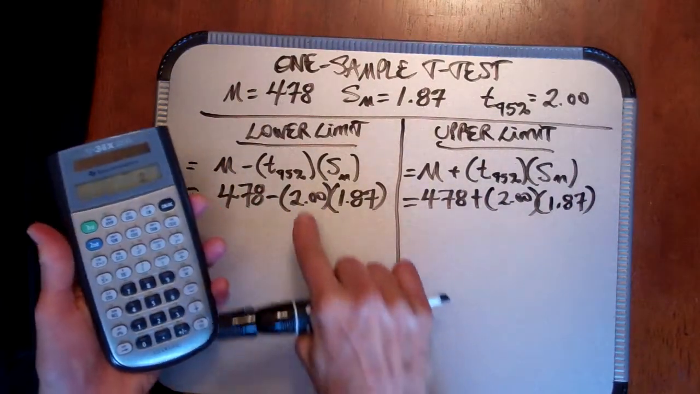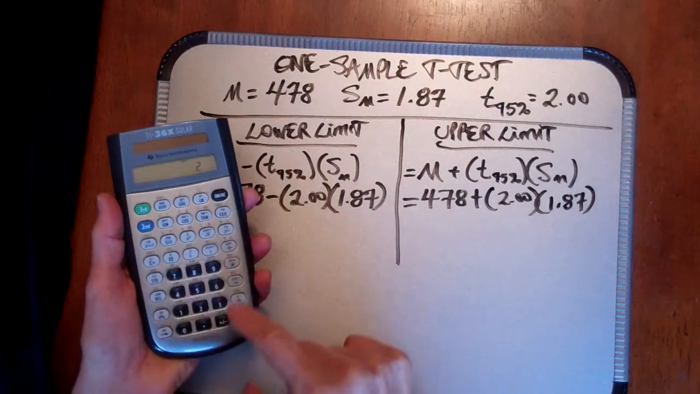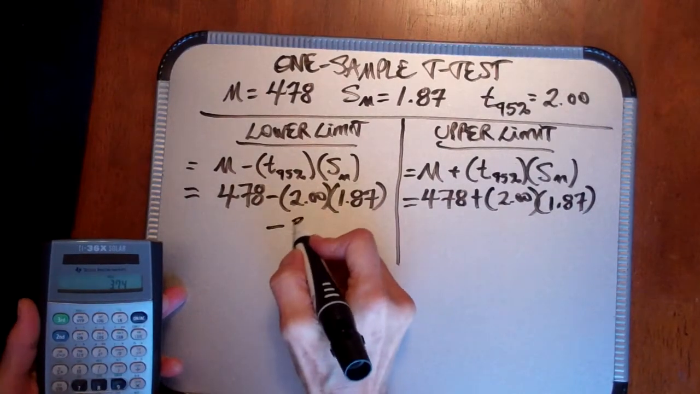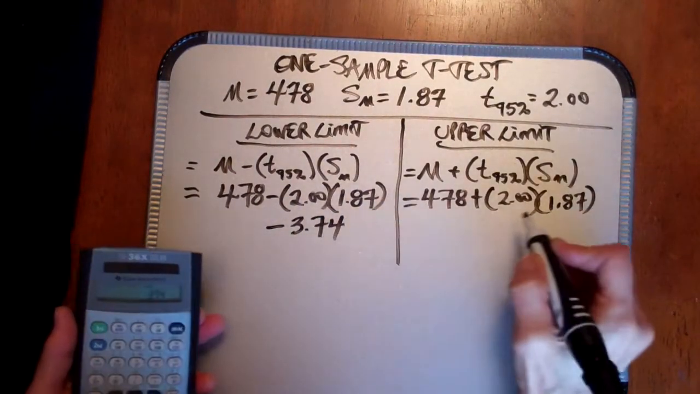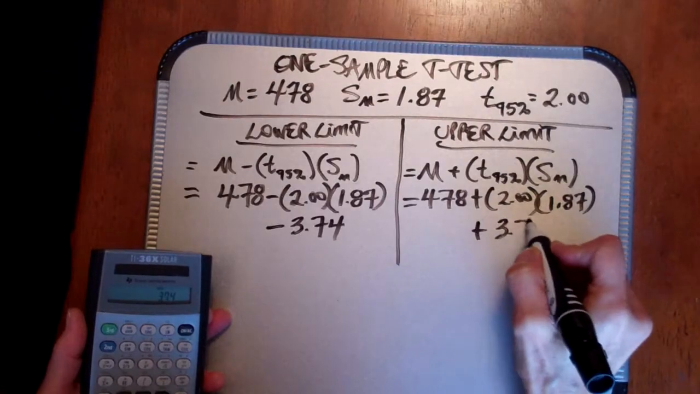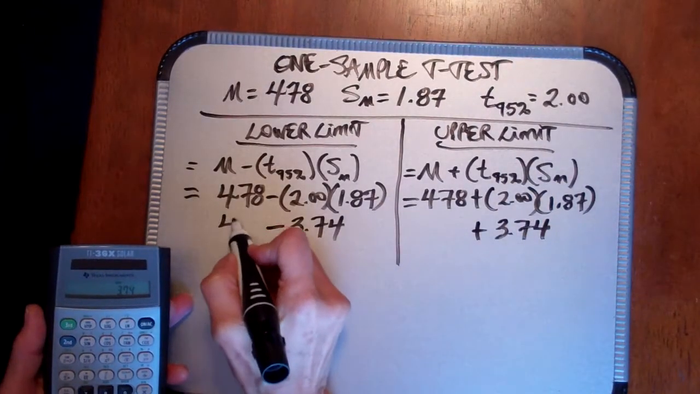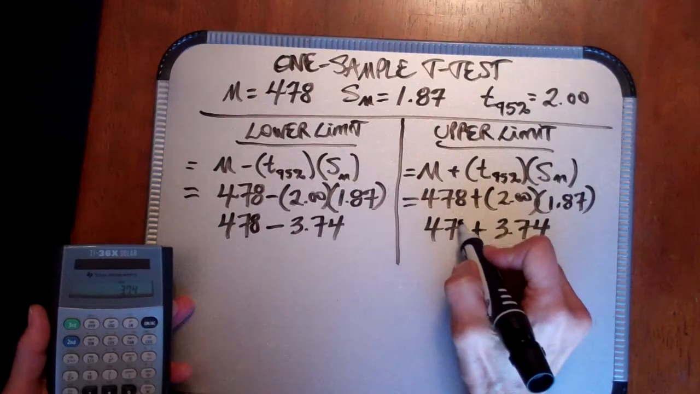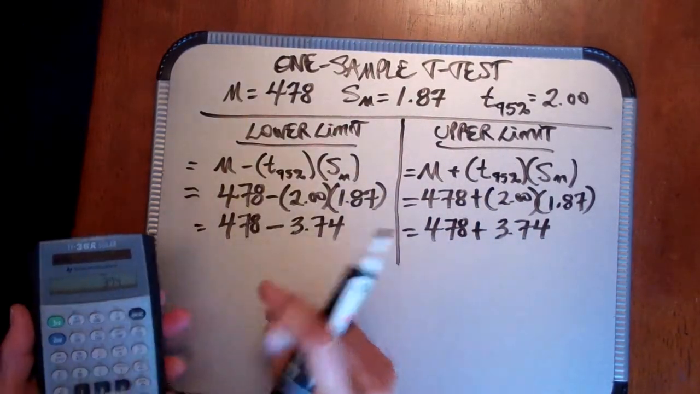Good. All right, let's get our calculator here. Of course, order of operations, you always do the multiplication first. 2 times 1.87 equals 3.74. And that value will be the same for both equations. You're just going to do a slightly different thing with that value. Here you subtract that value from 478. Here you add the value to 478.